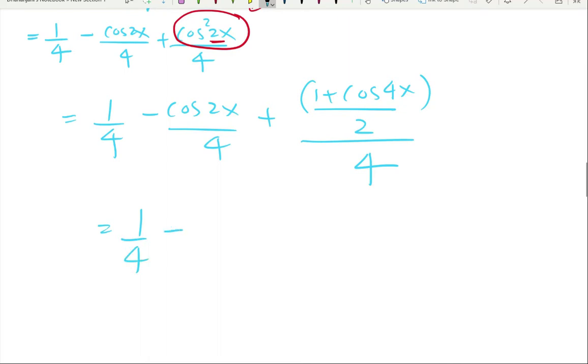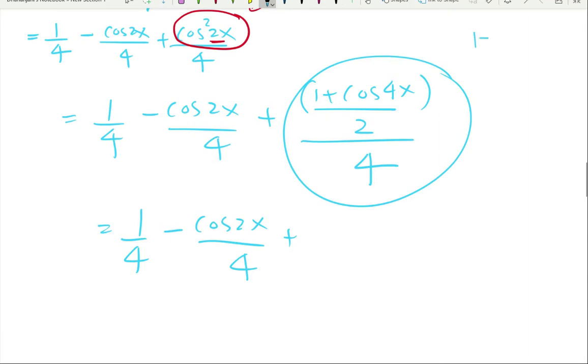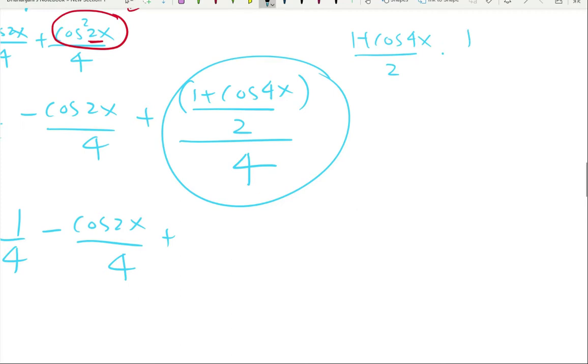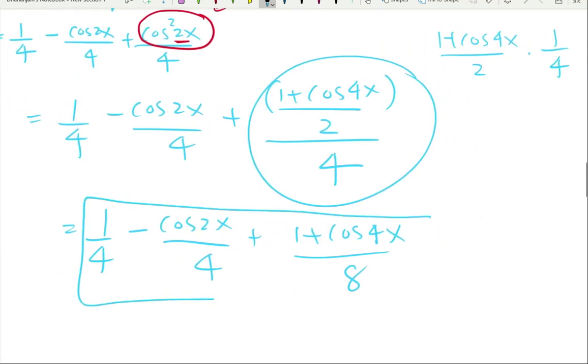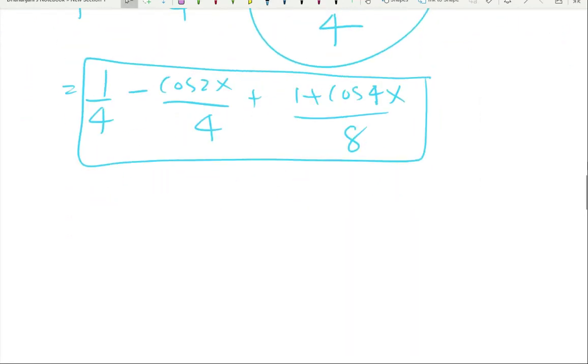1 over 4 here minus cosine 2x over 4. This part will be 1 plus cosine 4x over 2. Division by 4 is reciprocal multiplication of 1 over 4. So 1 plus cosine 4x over 4. 2 times 4 is 8. Okay, so look at the result. It contains only cosine functions with power 1. So we changed cosine square 2x into cosine functions of power 1. Importantly, power 1.